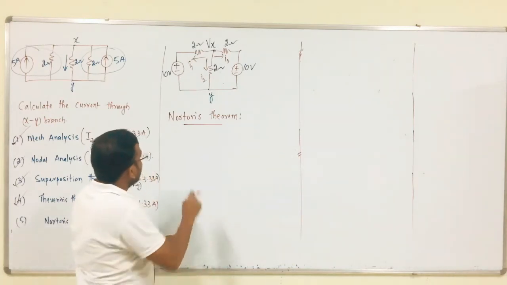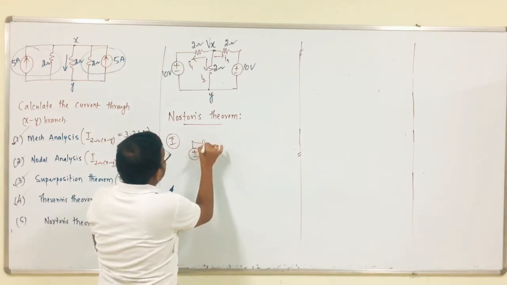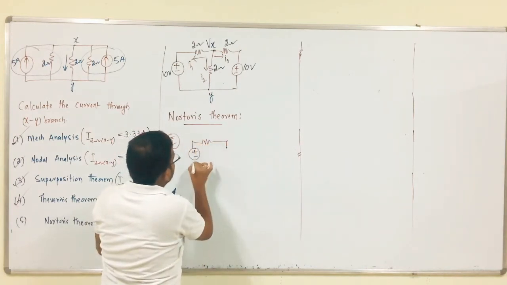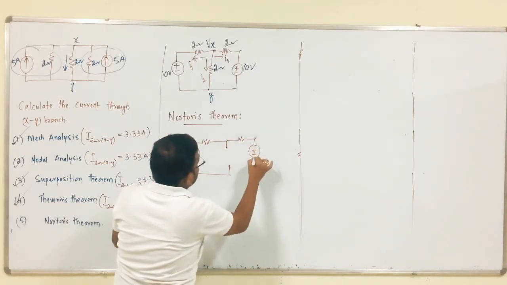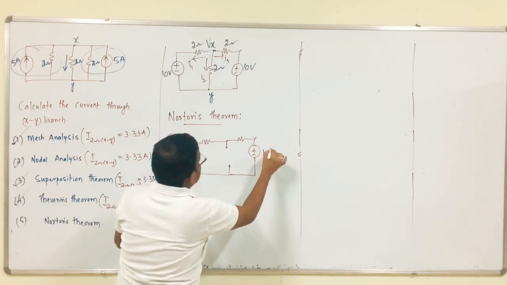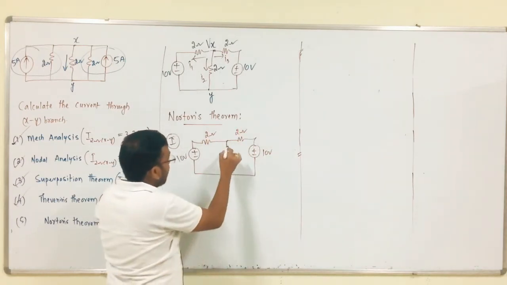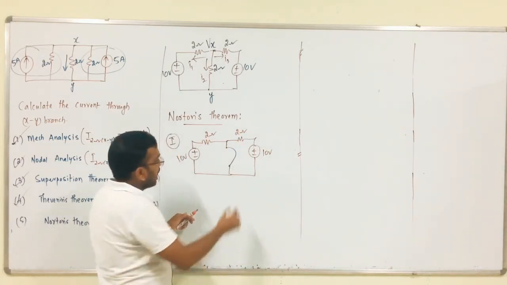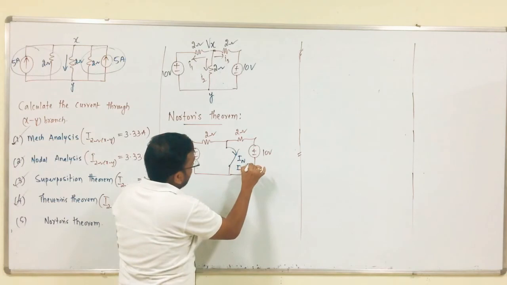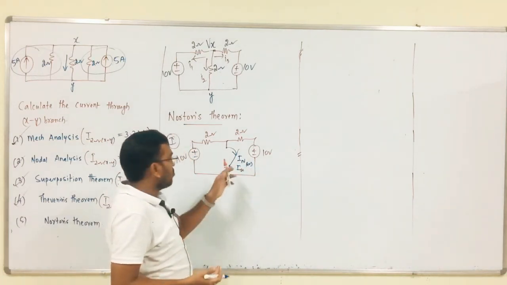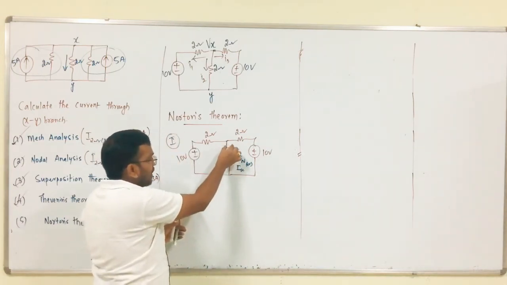Okay. So, step 1, replace the circuit, means I am removing this load plus minus, this is 10 volts, this is 10 volts, 2 ohm, and we have to short circuit these two terminals and calculate the current through this, that is IN or ISC, short circuit current or Norton's current.